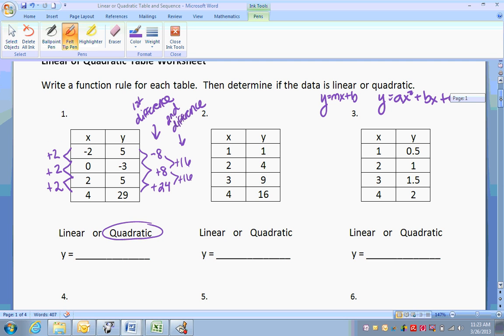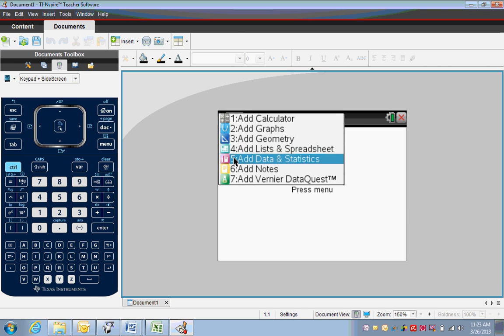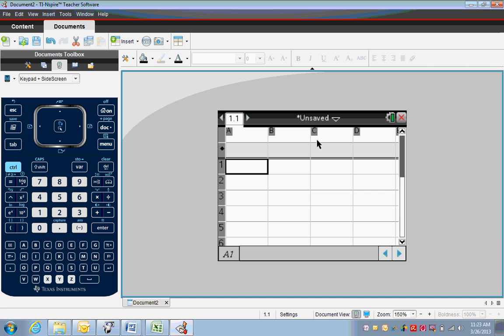So now we are asked to come up with this equation, and it gives us y equals, and we have to come up with the rest of it. And this is where the calculator part comes in. So we're going to go ahead and go into our calculator, and we're going to type in our data. So let's go ahead and turn your calculator on and go to a new document, and we're going to add lists and spreadsheets.